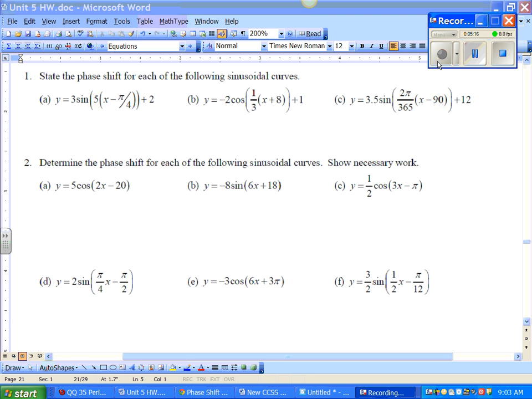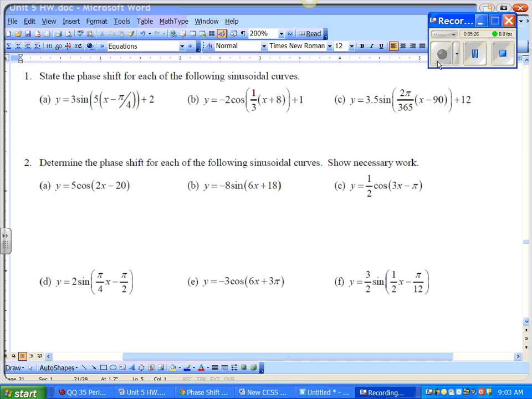All right, so 1, A, B, and C should be really quick and easy because notice the frequency has already been divided out and put out front. Okay, it's already been factored out. So what's the phase shift for A? Pi over 4. Done. It's already been done for us. Notice the frequency is 1 for all of these, right? Okay, what's the phase shift for B? -8. Perfect. And C? 90. Great. Any problems there?